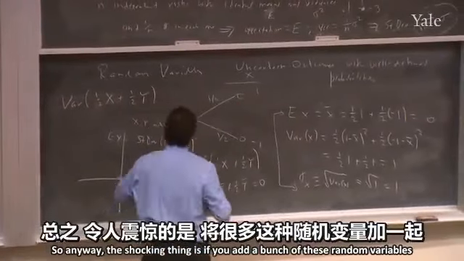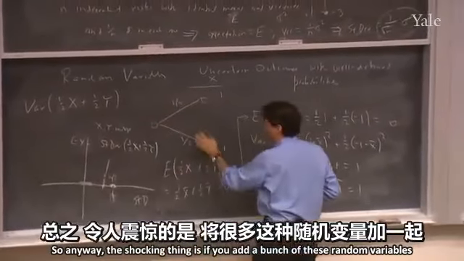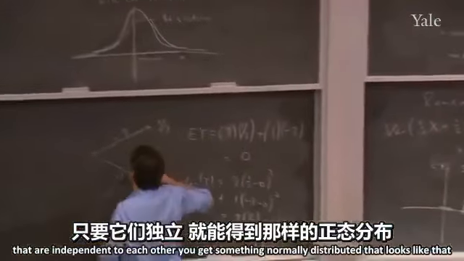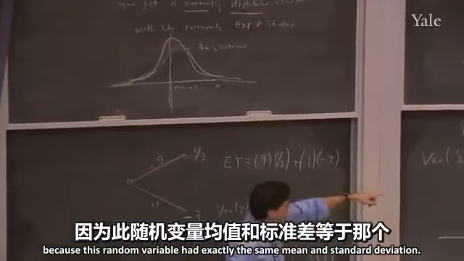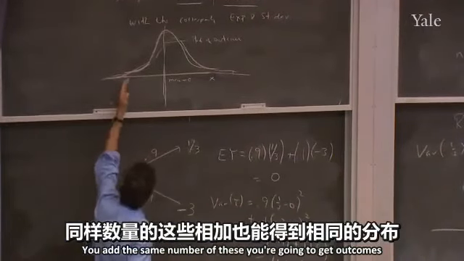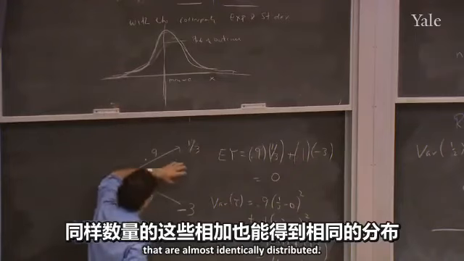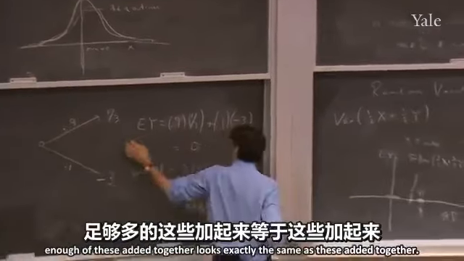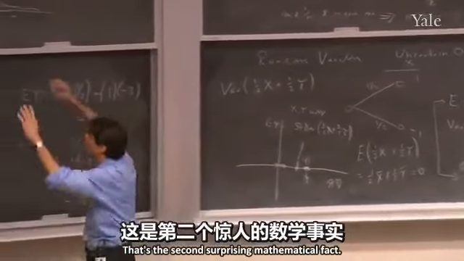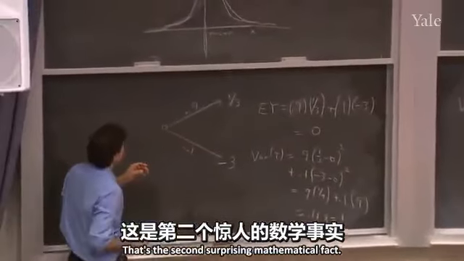So anyway, the shocking thing is if you add a bunch of these random variables that are independent of each other, you get something normally distributed that looks like that, because this random variable had exactly the same mean and standard deviation. You add the same number of these, you're going to get outcomes that are almost identically distributed. So in the limit, enough of these added together looks exactly the same as these added together. Okay, that's the second surprising mathematical fact.